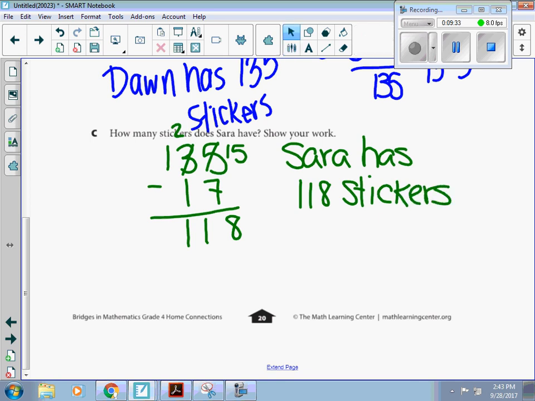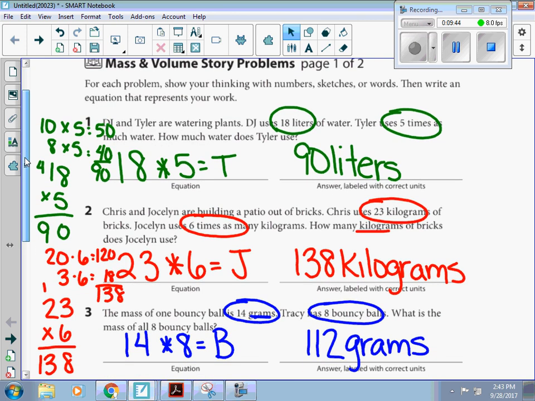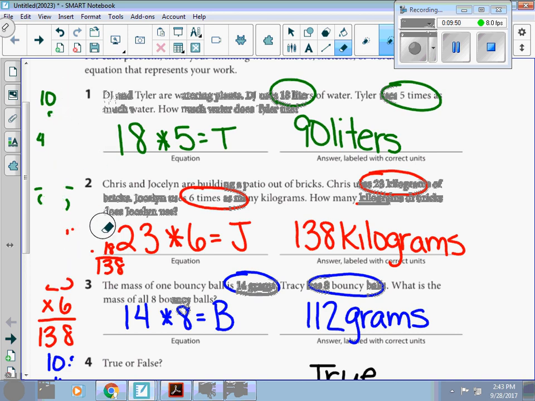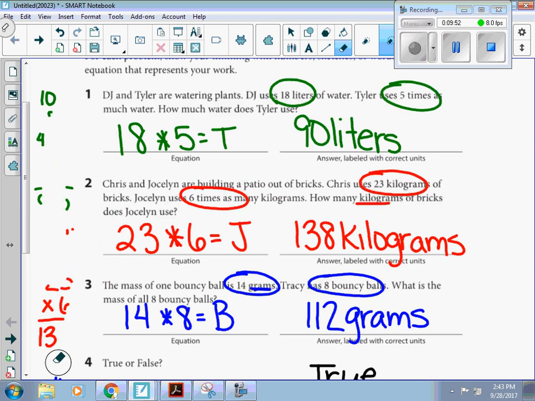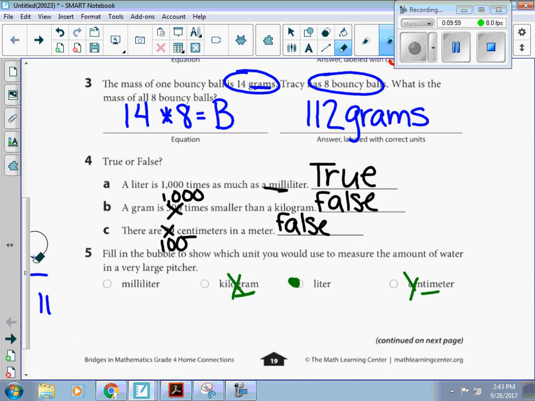Okay. I will go back through so you could check your work if that's all you needed to do. And I'll erase the work down the side so it's not too confusing. And there's the second part of the page.